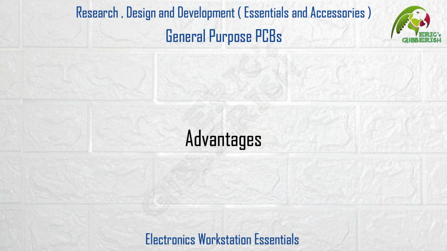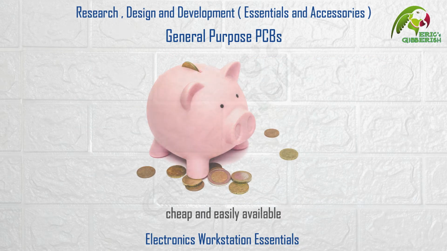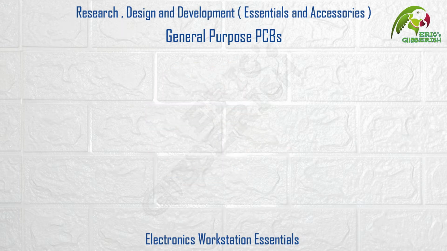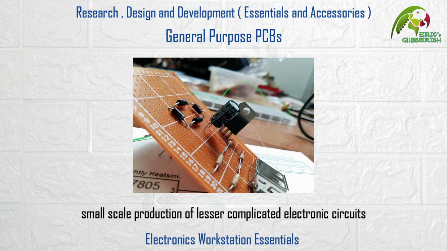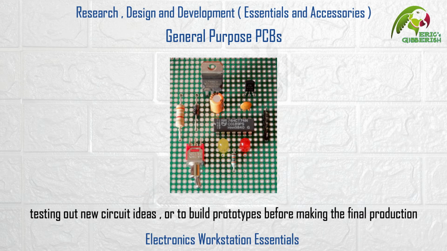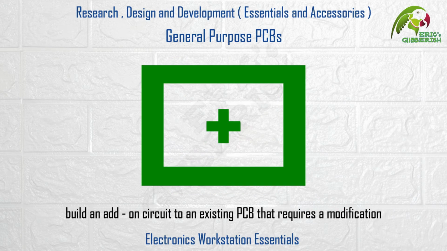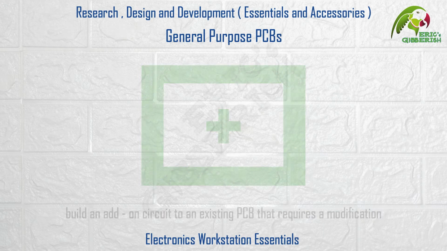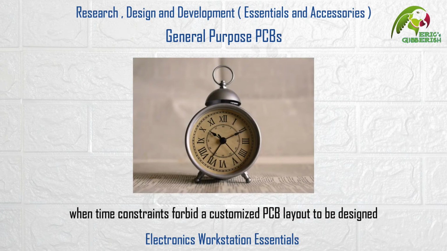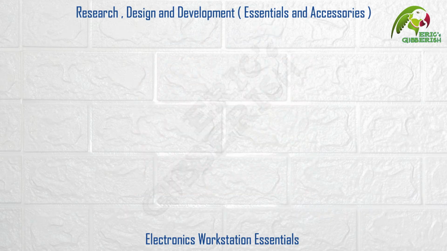The advantages of using general purpose PCB are that they are cheap and easily available, can be used for the small scale production of lesser complicated electronic circuits, can be used for testing out new circuit ideas or to build prototypes before making the final production, can be used to build an add-on circuit to an existing PCB that requires a modification, and very useful when time constraints forbid a customized PCB layout to be designed.